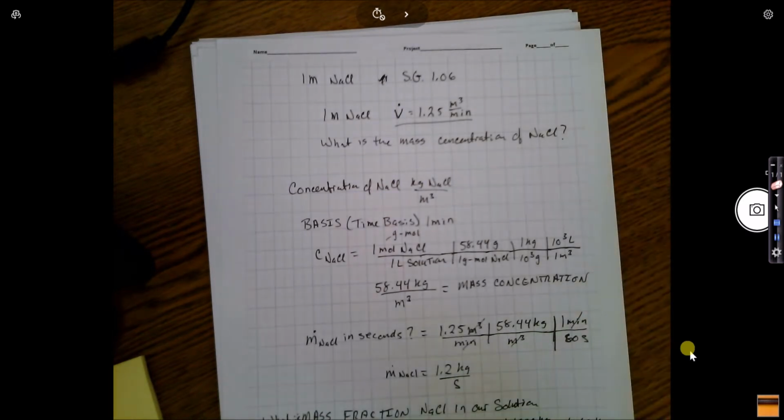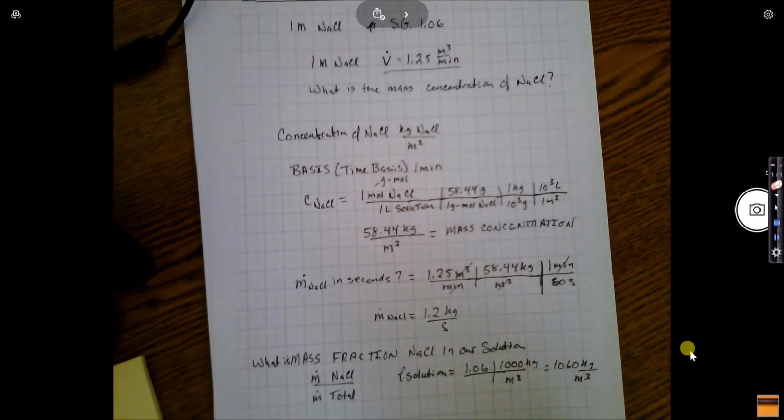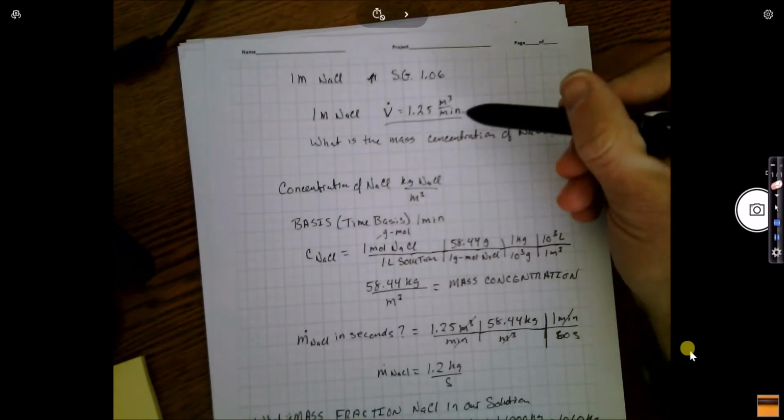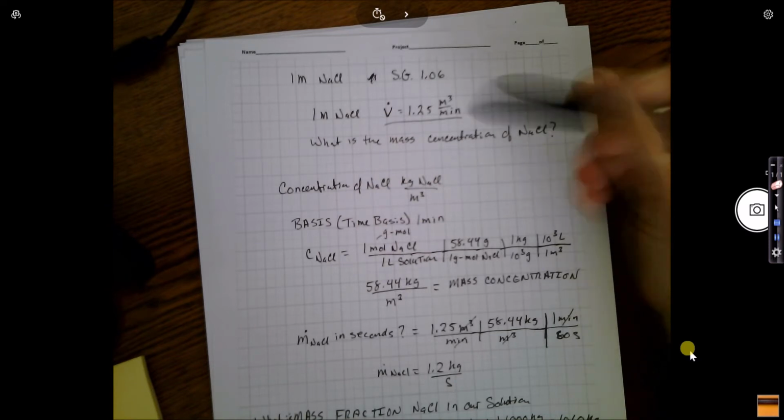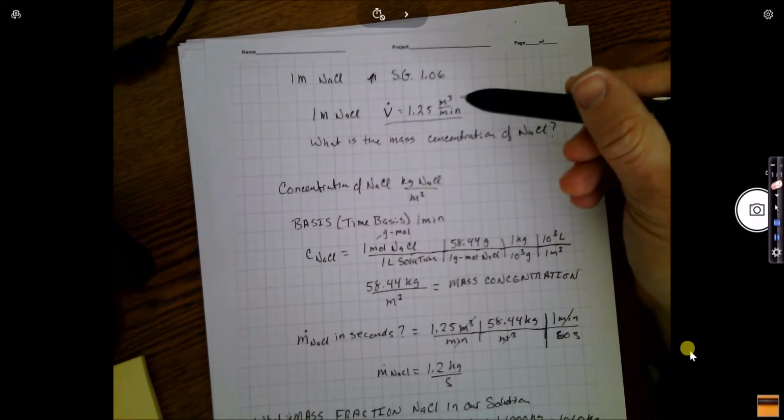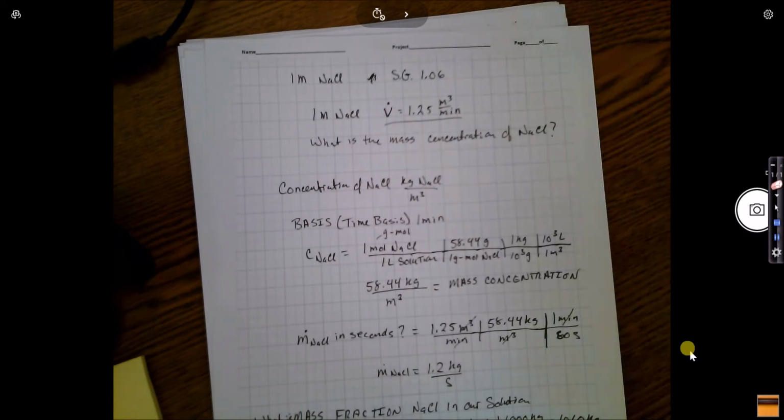And we want to know the mass fraction of sodium chloride in our solution. To get that, we need the mass flow rate of sodium chloride, which we've already calculated, divided by the mass flow rate of our solution, or mass flow rate total. And we were given a volumetric flow rate of our solution, yes? So we have to convert that volumetric flow rate to a mass flow rate. And to do that, we use our old friend density, which we just calculated from specific gravity.